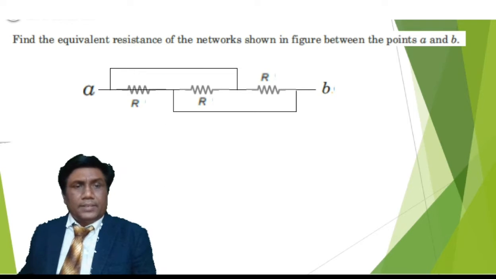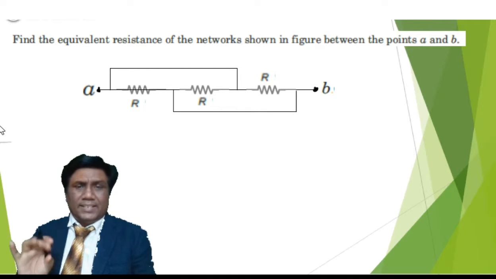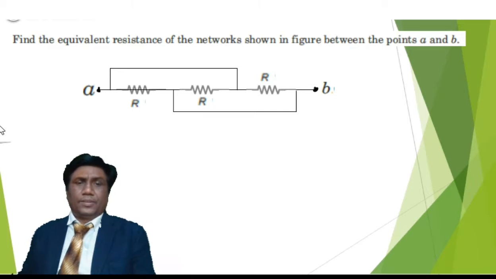Say the first problem we are going to take. From those two definitions only we are going to solve all these problems. We need to find the equivalent resistance of the network shown in the figure between the points A and B. We see three resistances. They seem to be in series, but let us see whether they follow the definition or not.